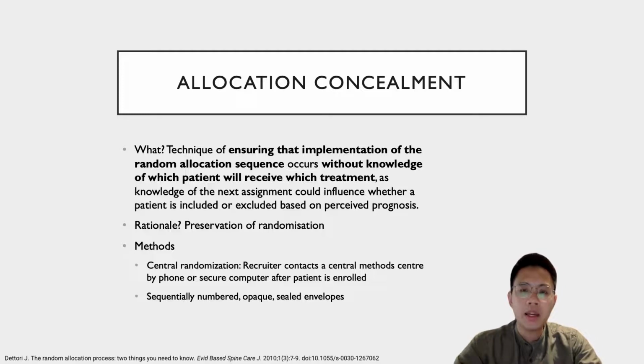In terms of methods, we tend to look out for certain keywords. Number one, some kind of central randomization where the recruiter has to contact a central method center or a secure computer system only after the patient is enrolled, or sometimes sequentially numbered opaque sealed envelopes are used in this process.